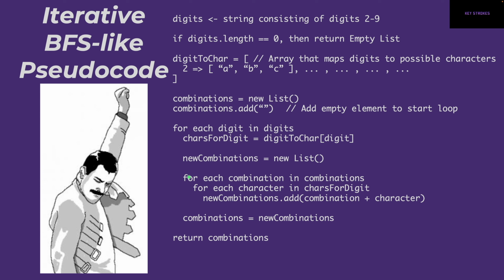Now after this for loop is done, new combinations contains all of the combinations that we are interested in after we have worked on the new digit. So we can replace our combinations with new combinations by just variable reassignment. Now after we have processed all the digits in the string that was given to us, our combinations will contain all the possible combinations that could be created using those digits. And so we just return combinations as part of the response.